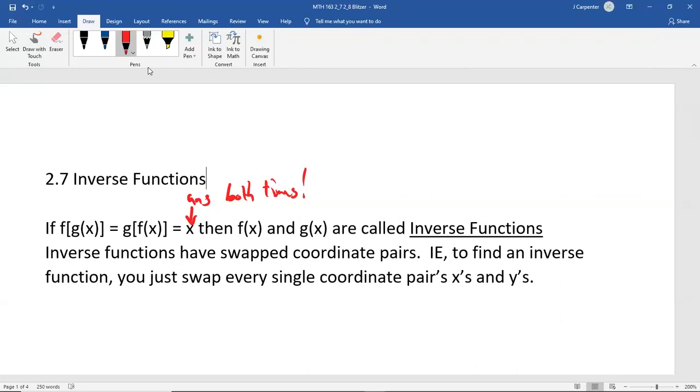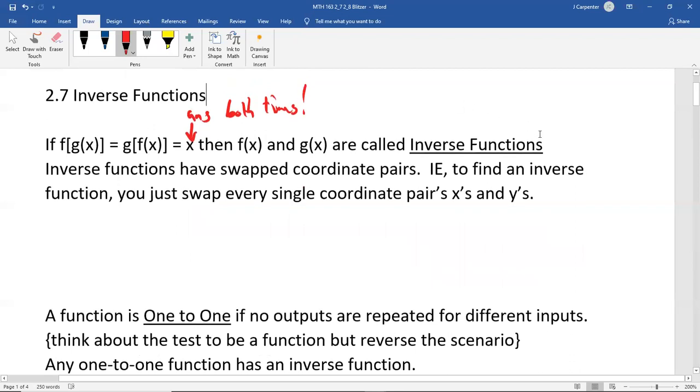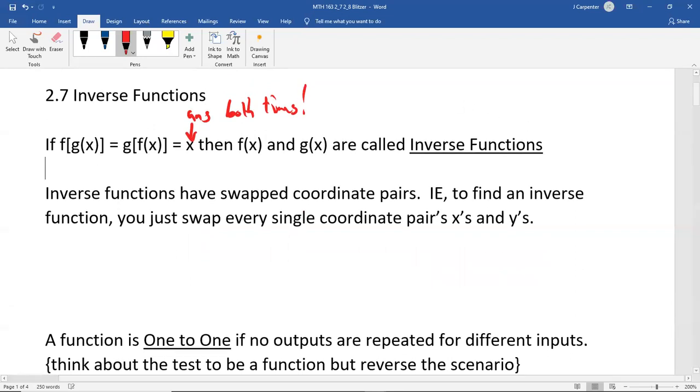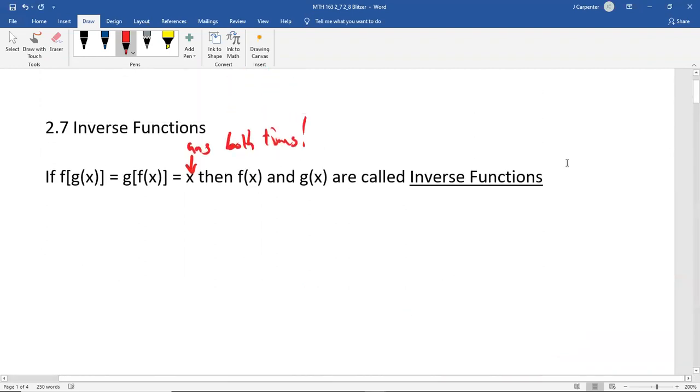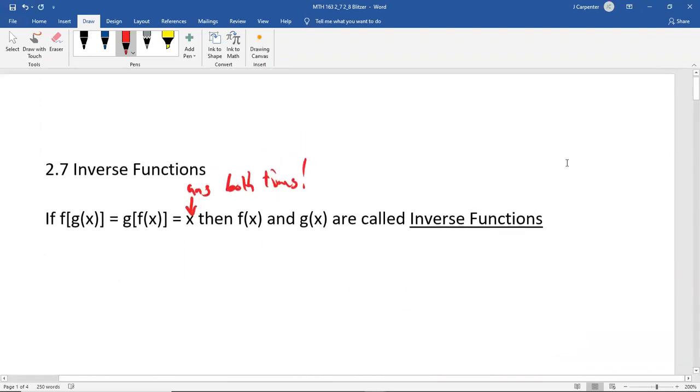So that's what we're going to be doing in our first example. We're going to show that two functions are inverses of each other. Now, I bumped this down not quite enough. Far enough, there we go. So we just wanted to look at that line.